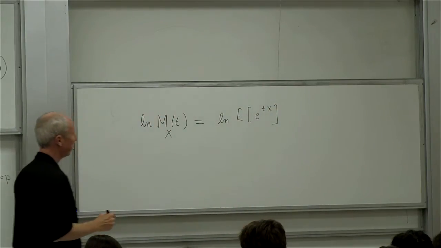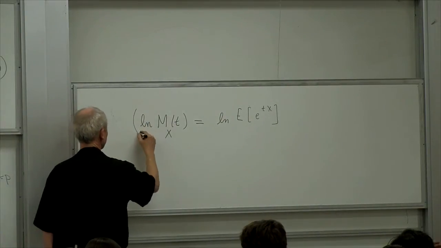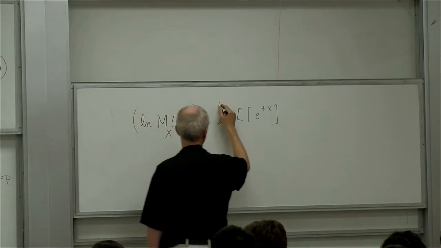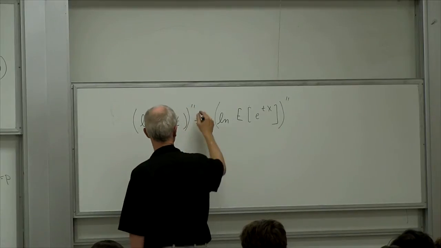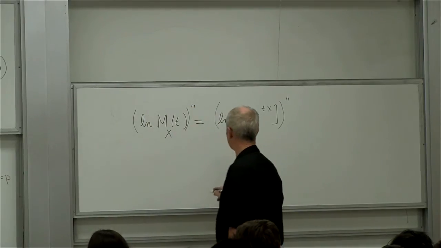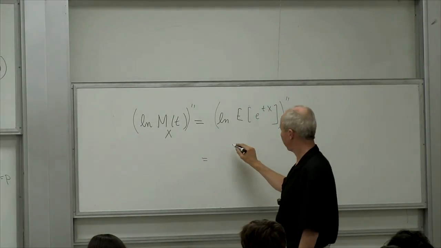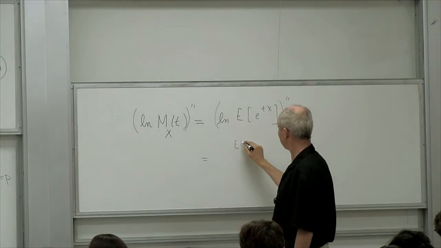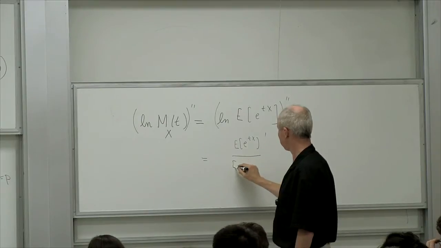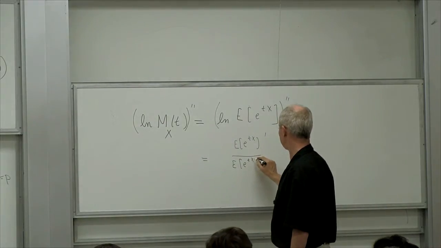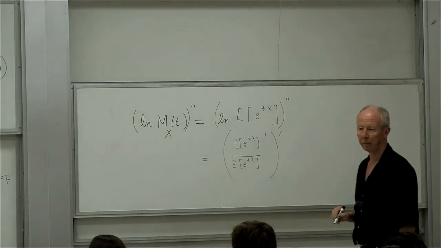and differentiate that twice. Let's differentiate this twice, and then we're going to evaluate it at t equal to 0 afterwards. We differentiate the log of some function. How do you do that? You get the derivative of the function over the function. Okay, that's what we get when we do one derivative, then we have to differentiate again.